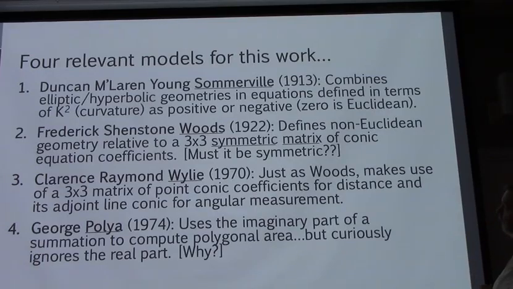Wylie, in 1970, approached it using projective geometry. So he made use of the matrix and used it to compute distance, and took the matrix and computed its adjoint, which is a complex conjugate, for angles. That's the basis of projective geometry. And Pólya did something very strange, which I'll show you in a little bit.